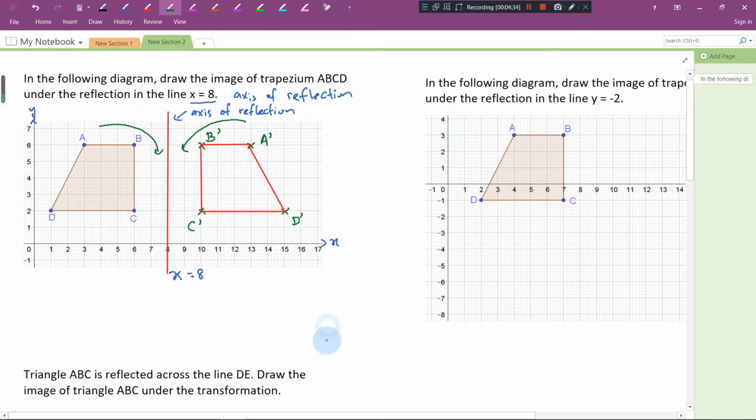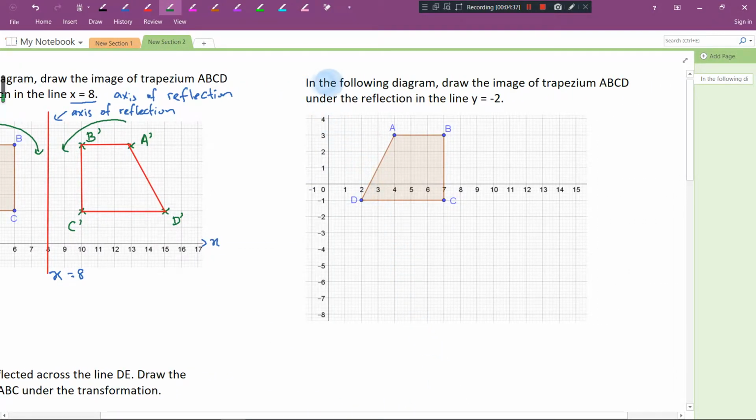Now let's proceed to the second question. In the following diagram, draw the image of this trapezium ABCD under the reflection in the line y equals -2. So now the axis of reflection is over here. This is y, this is x. Since the question tells us y equals -2, we look at the y-axis here. -2 will be over here, right? So the axis of reflection will be here. This is the axis of reflection.